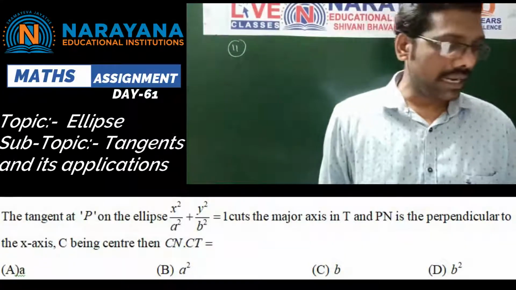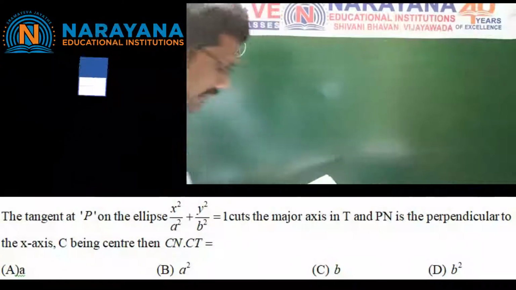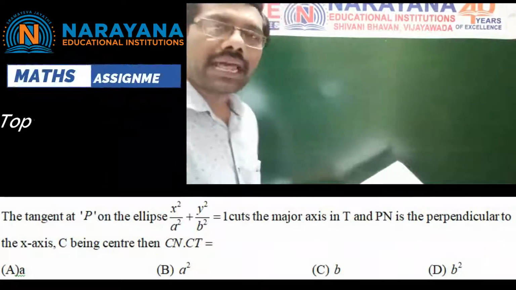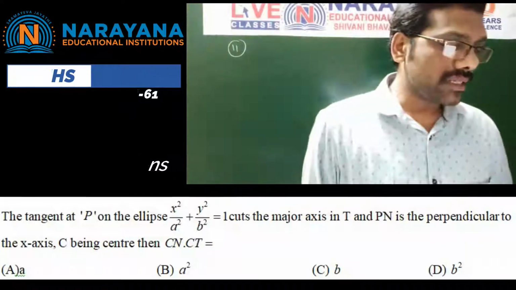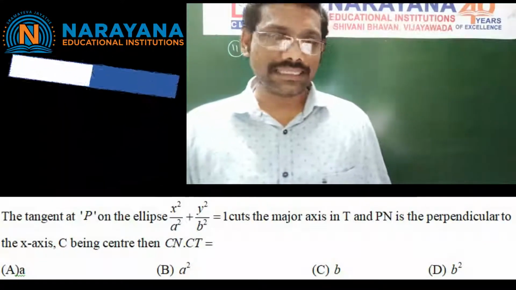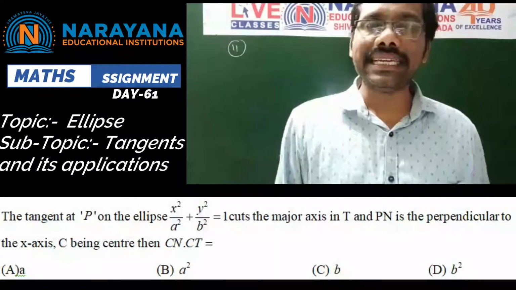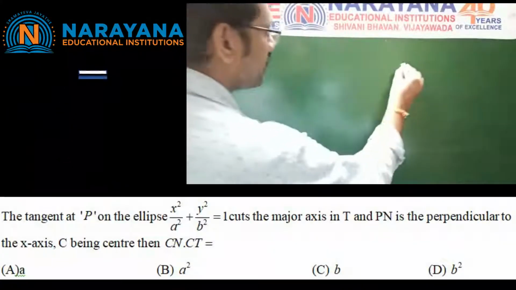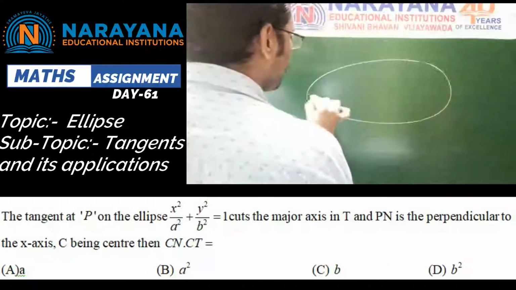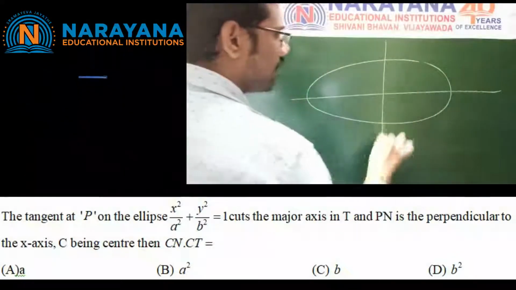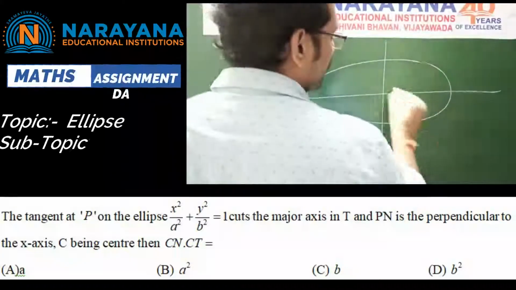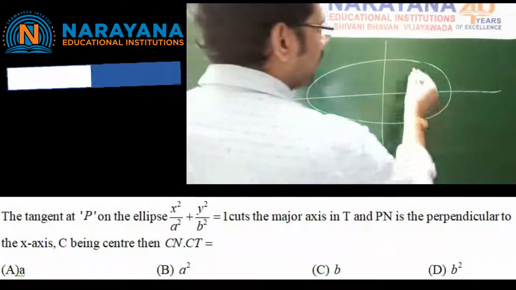This is question number 11. The tangent at P on the ellipse cuts the major axis in T, and PN is the perpendicular to the x-axis. C being the center, then CN into CT is equal to what? This is the ellipse, this is the major axis, and this is the minor axis. So here P is a point on the ellipse.